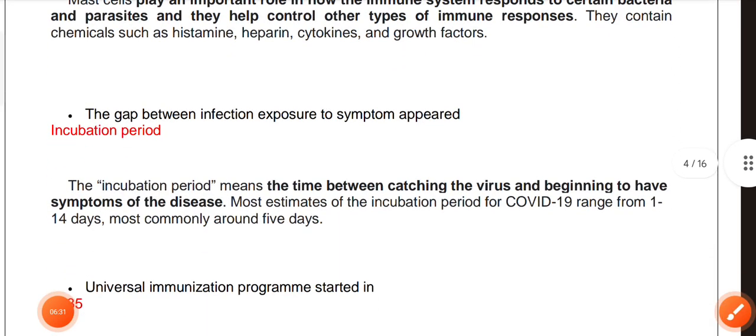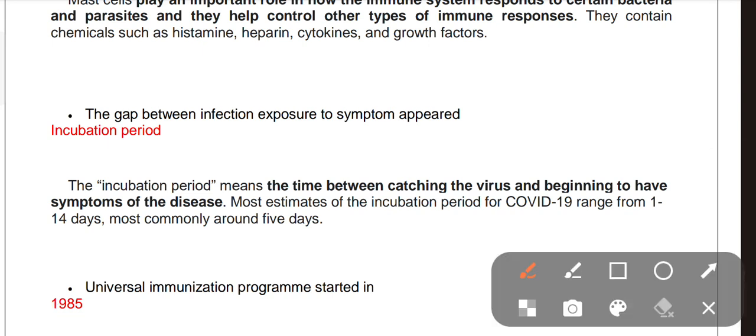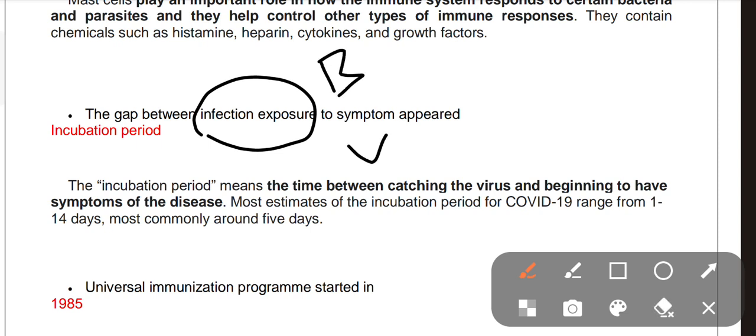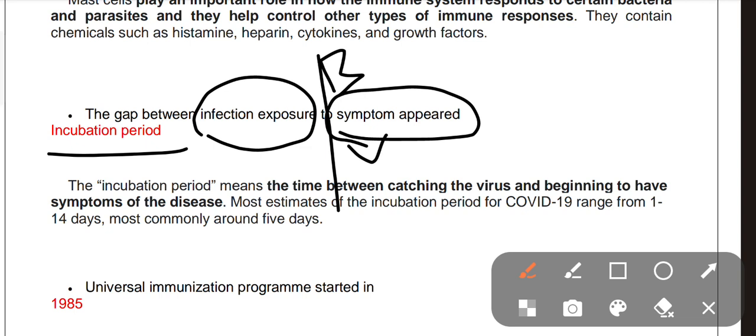The next point is the gap between infection exposure and symptoms appearing. What is the name of the gap between infection exposure and symptoms? Infection exposure is nothing but when the bacteria or virus enters the body. When the virus enters the body, after some time we will see the symptoms. So what is the gap between these two? That is called the incubation period. Incubation period means the time between catching the virus and beginning to have symptoms of the disease.